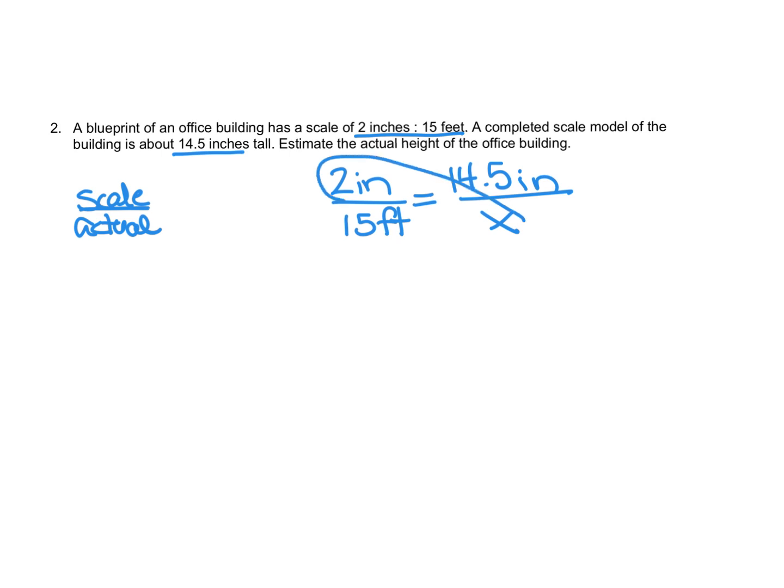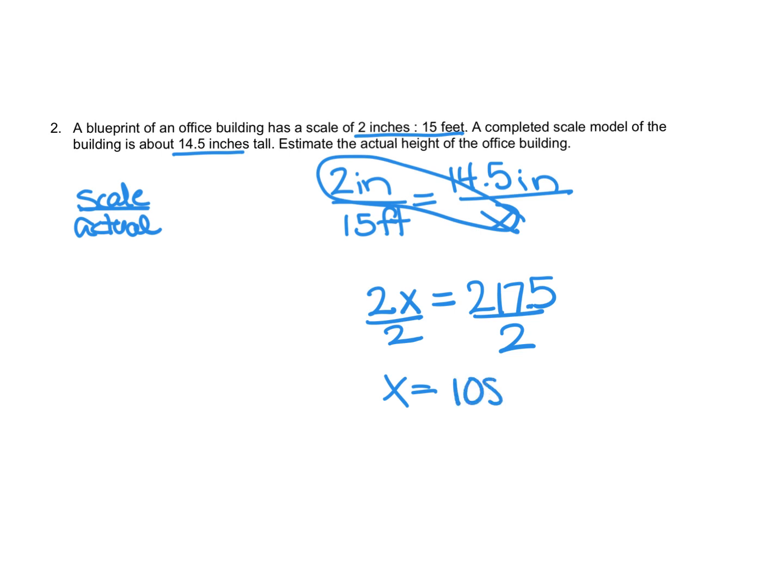So again, we're going to solve this by cross multiplying and dividing. So I've got 2x is equal to, then I'll take 15 times 14.5, and you'll get 217.5, and then we need to isolate the variable, and then x is going to be equal to 108.75. Let's go ahead and label it. It would be 108.75 feet tall, because remember the actual is in feet.